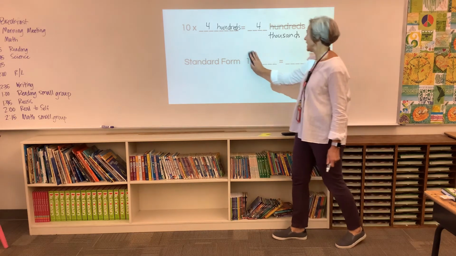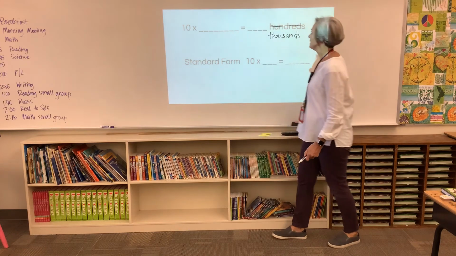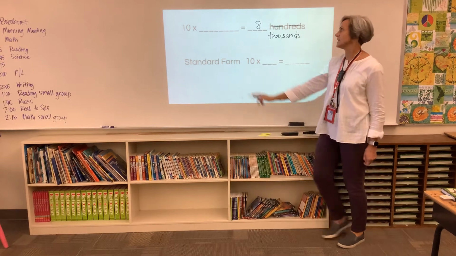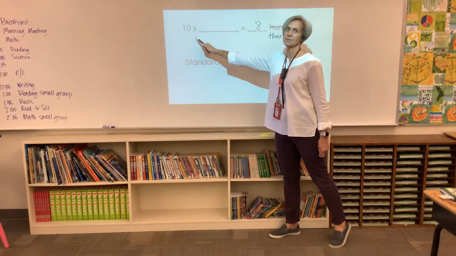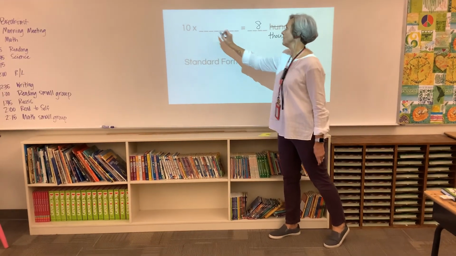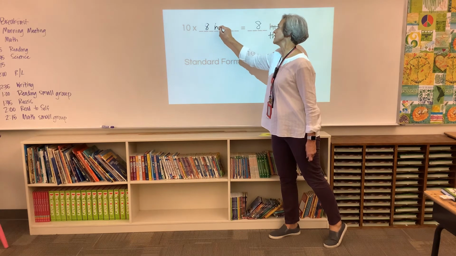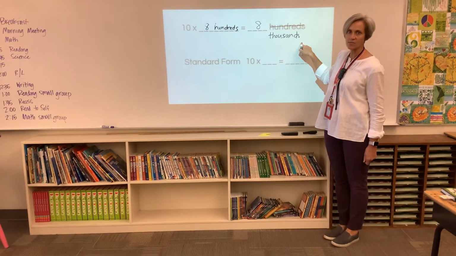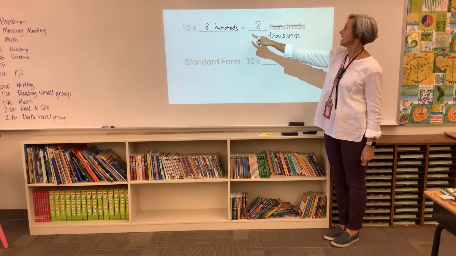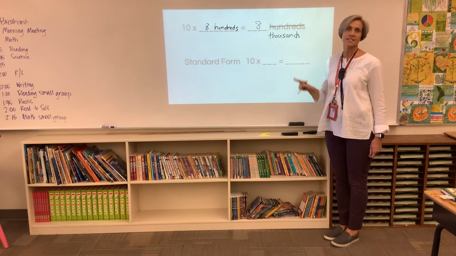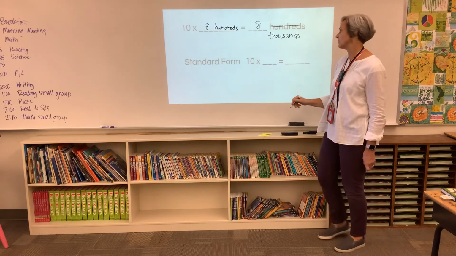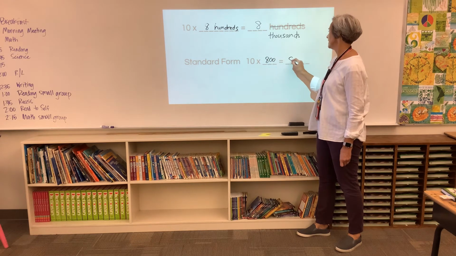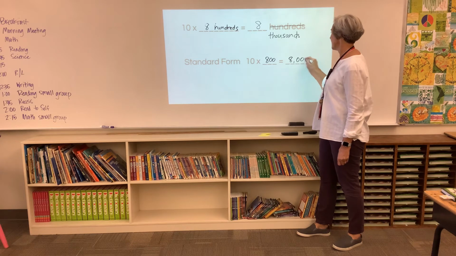Let's try another one of these. We want to equal 8,000. What do I need to put in here? 10 times, everyone say it with me, 10 times 800s equals 8,000s. 10 times 800s equal 8,000s. Standard form, what would you say? Say it with me: 10 times 800 equals 8,000.